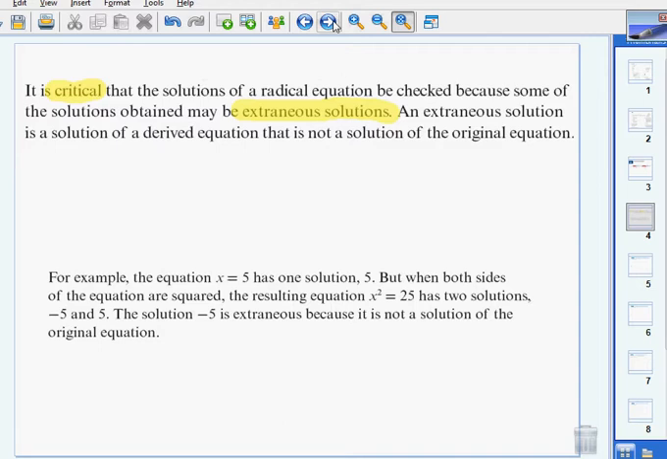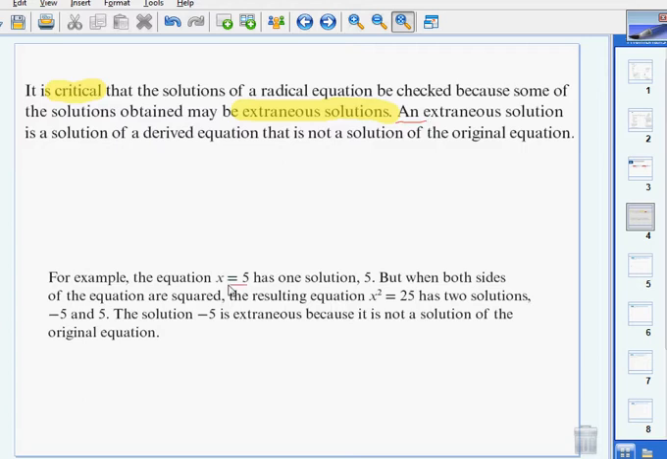If you look at this sentence right here, an extraneous solution is a solution of a derived equation that is not a solution of the original equation. So with extraneous solutions, you could go about solving the equation and come up with an answer that, if you plug it back into the original, it wouldn't work. It wouldn't make a true statement, even though you went through the correct processes of solving.